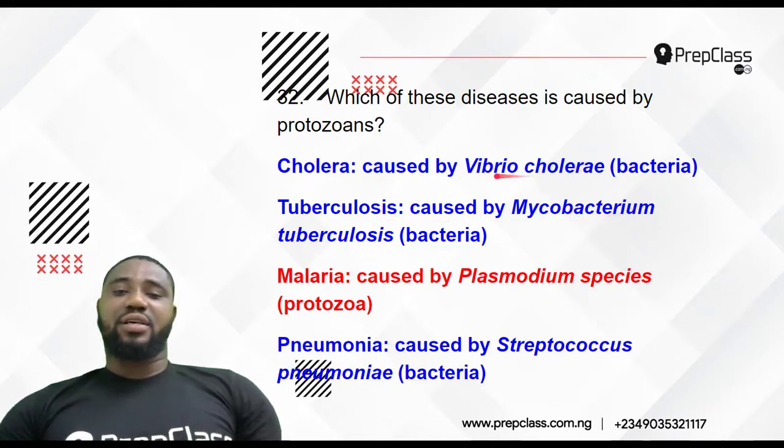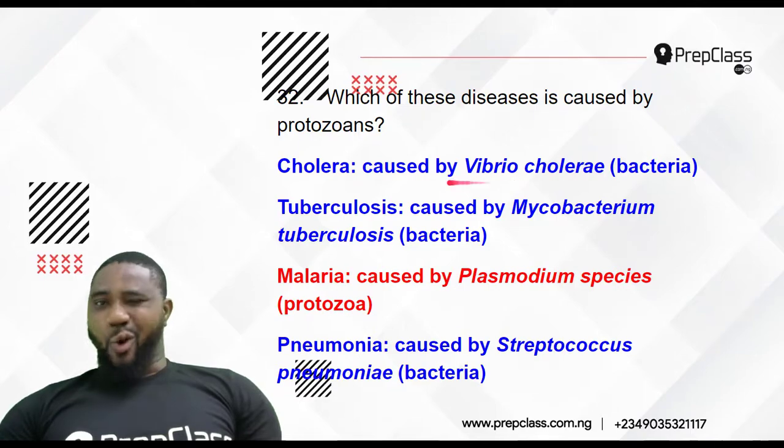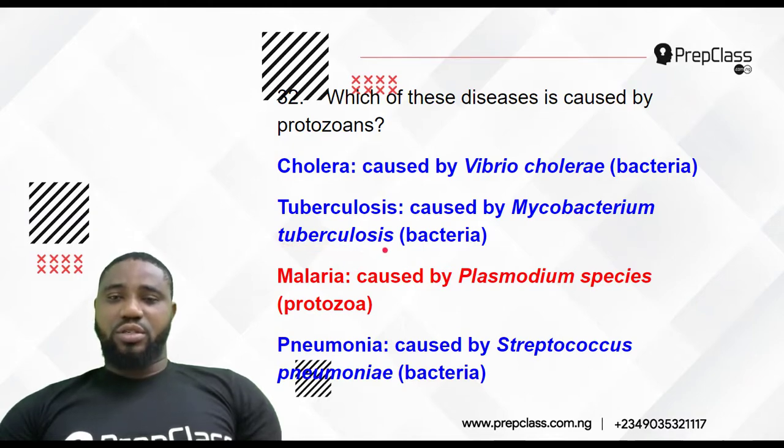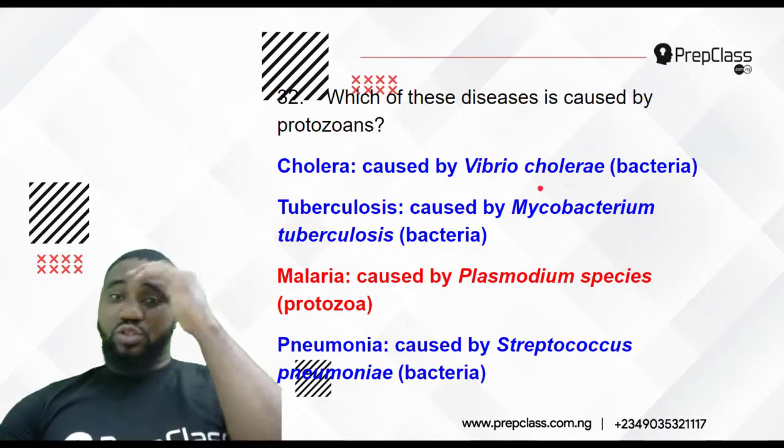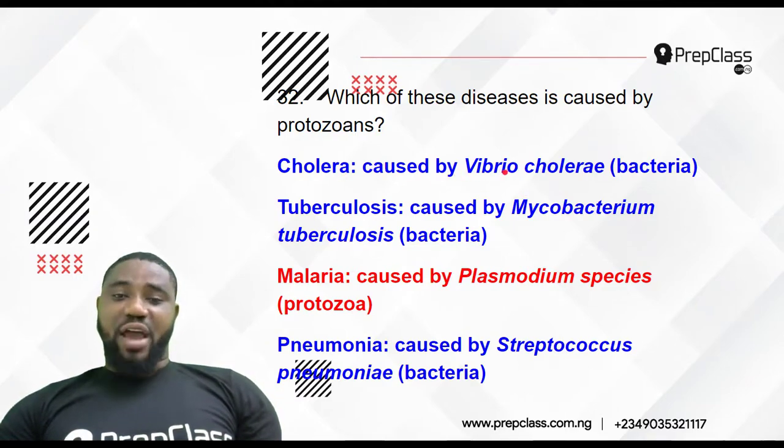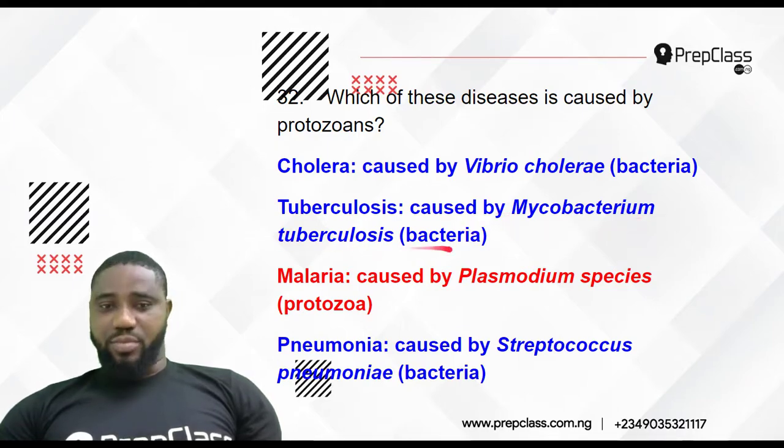If you look here, the scientific names of all these organisms were written in italics. Whenever I write a scientific name, if you are typing it, type it in italics. If you are writing it in your book, write it normally and underline them separately: Vibrio, the genus, cholerae, the species; Mycobacterium, the genus, tuberculosis, the species. The first one written, the genus, must start with a capital letter, and the second one should be in small letter. So cholera is caused by Vibrio cholerae, a bacteria. Tuberculosis is caused by Mycobacterium tuberculosis, a bacteria.